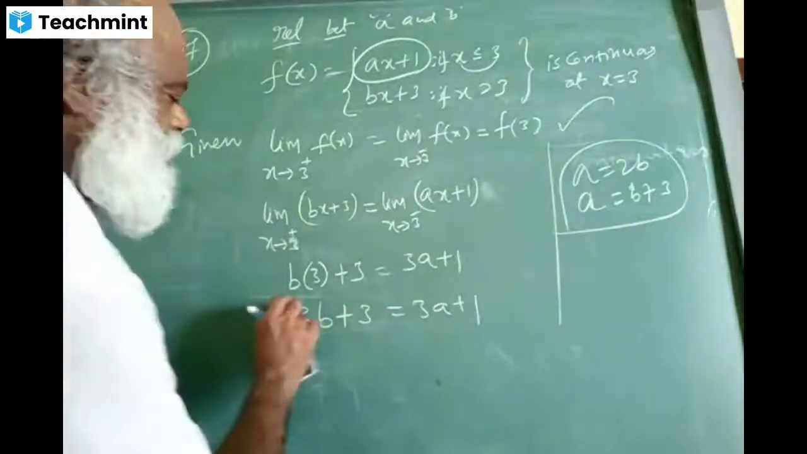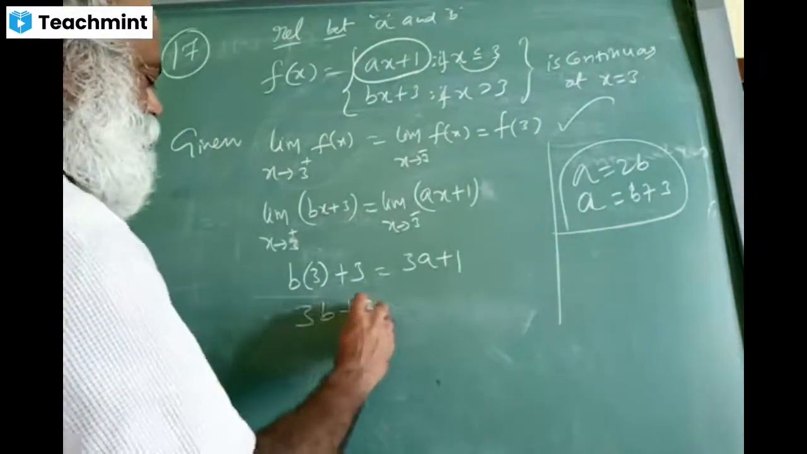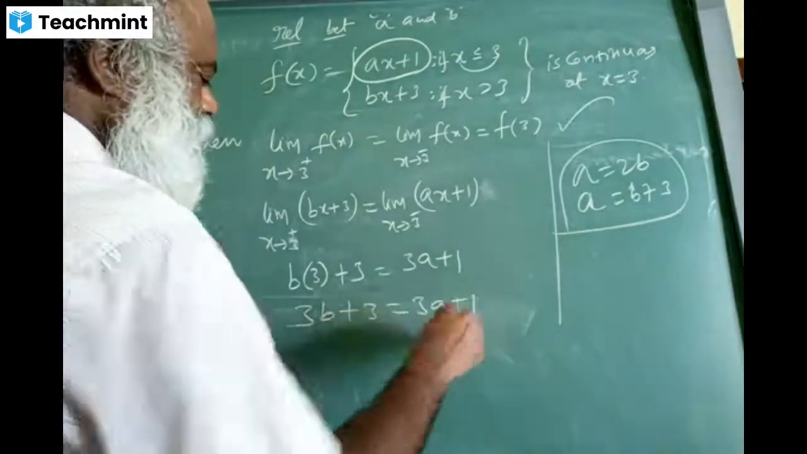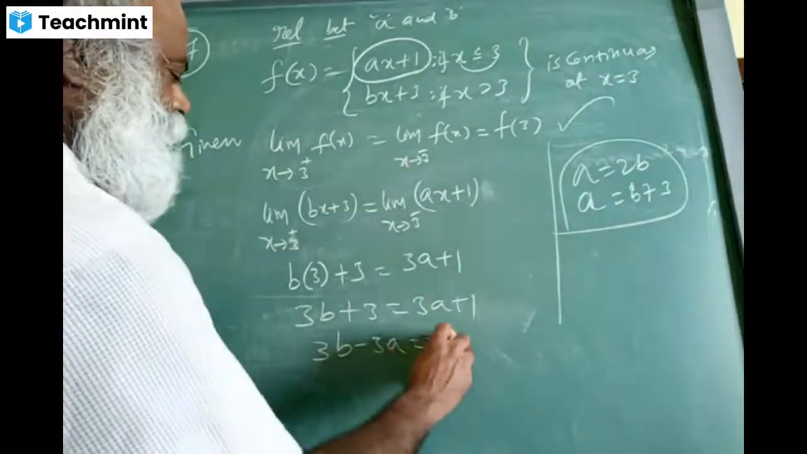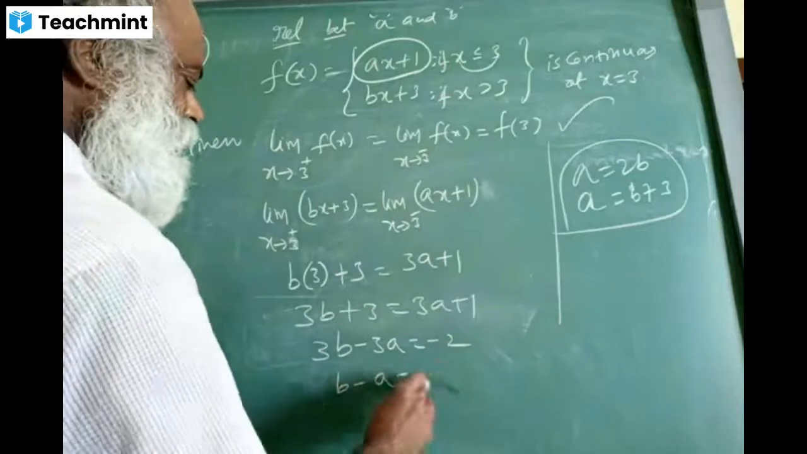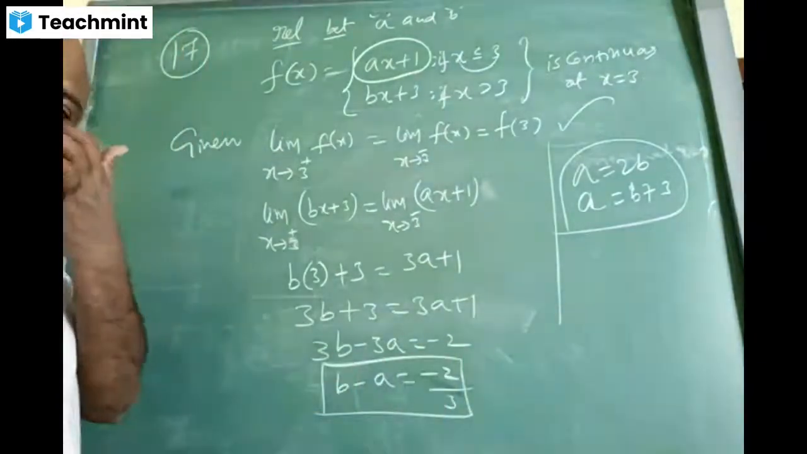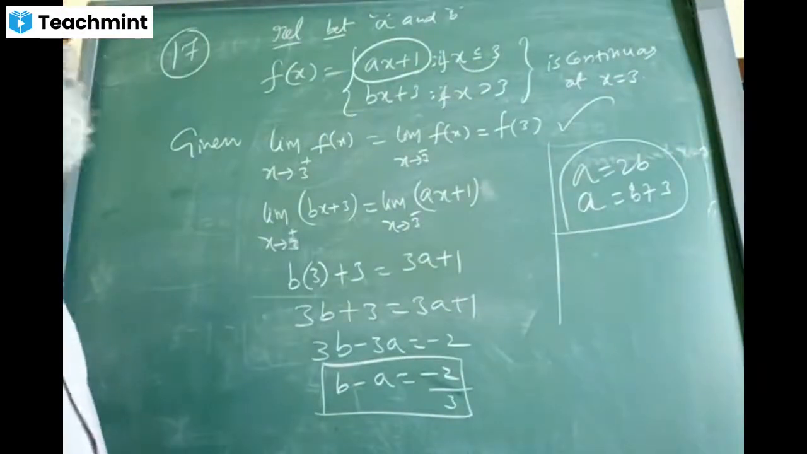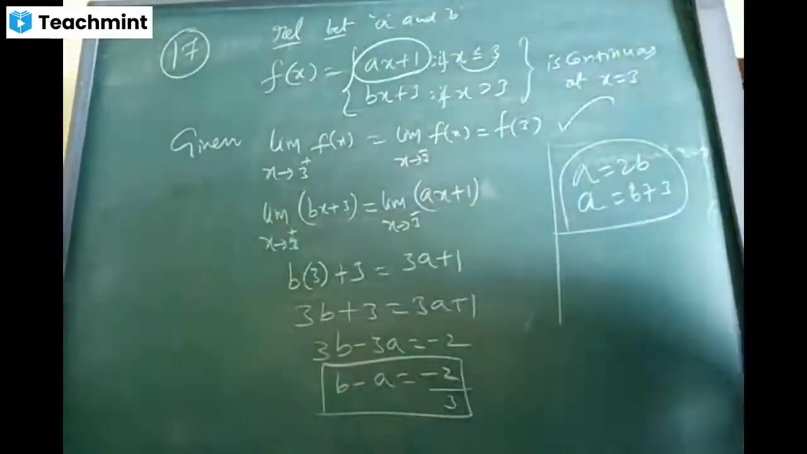I'll just repeat. This is 3b plus 3 equal to 3a plus 1. Bring everything to one side: 3b minus 3a equal to minus 2. Divide by 3, you get a beautiful thing: minus 2 by 3. This is your relation between b and a. Is it clear, ma? Yes, sir.